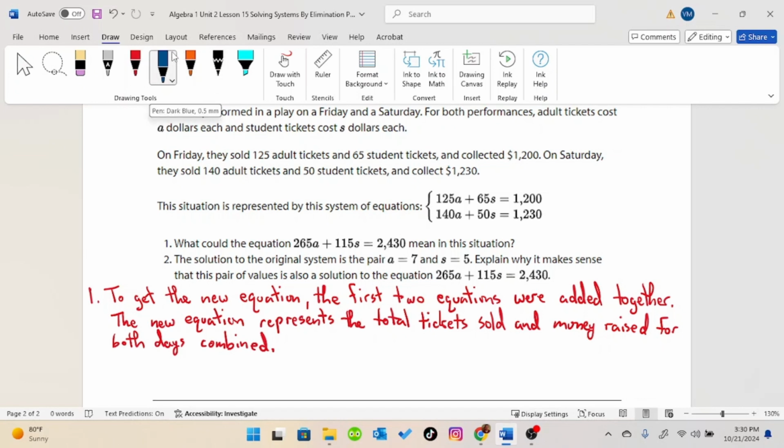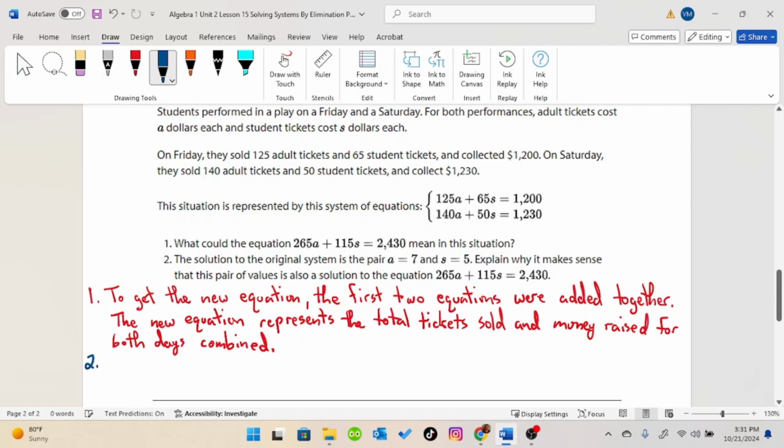Number 2 says the solution to the original system is the pair A equals 7 and S equals 5. Explain why it makes sense that this pair of values is also a solution to the equation 265a plus 115s equals 2,430.